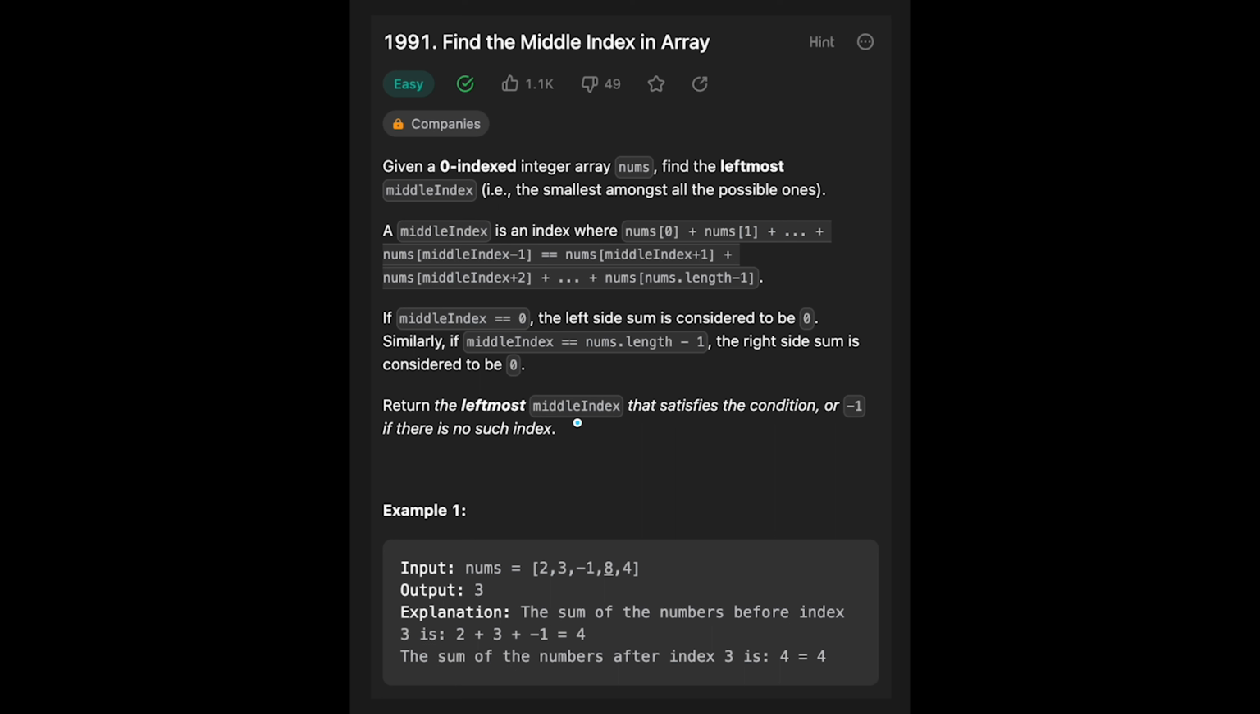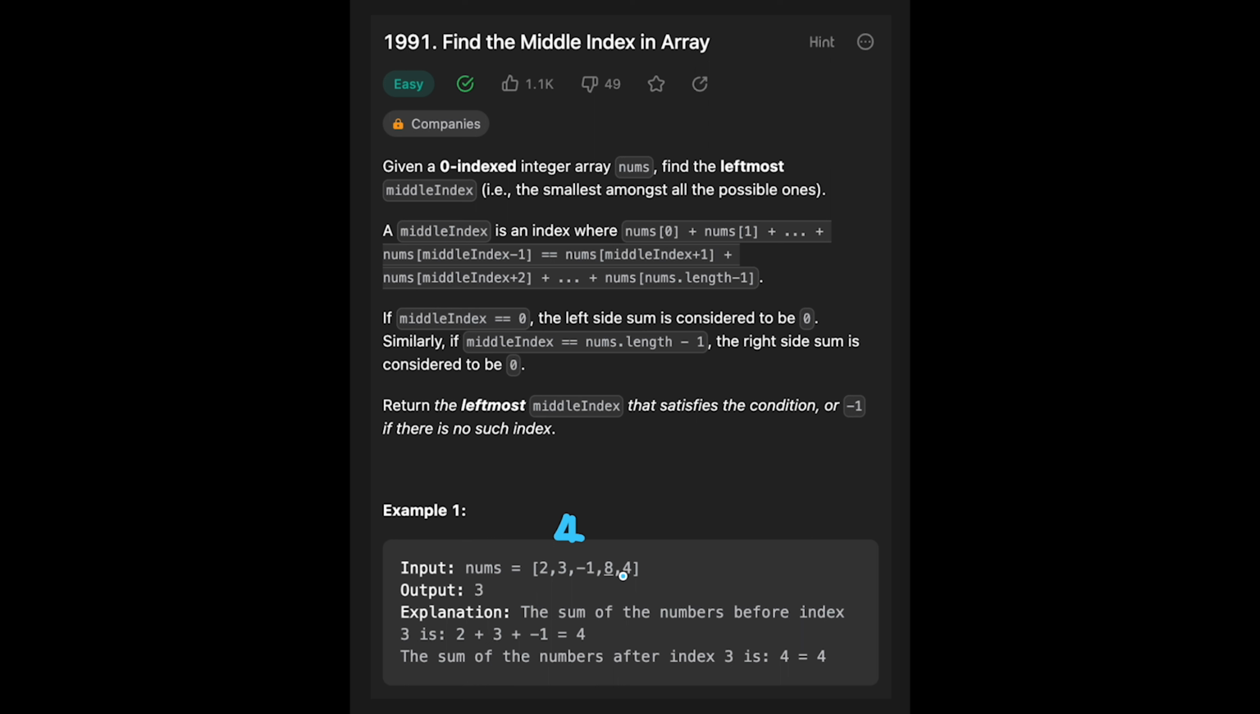There is a condition to find the leftmost middle index, but I think it's easy to understand the condition with an example. You are given 2, 3, -1, 8, and 4, and the output is 3, because, look at the left side of 8: 2, 3, -1. The total of these three numbers is 4, right? 2 plus 3 plus -1 is 4. This does not include 8.